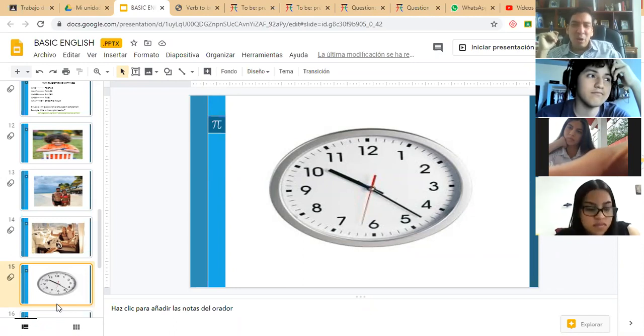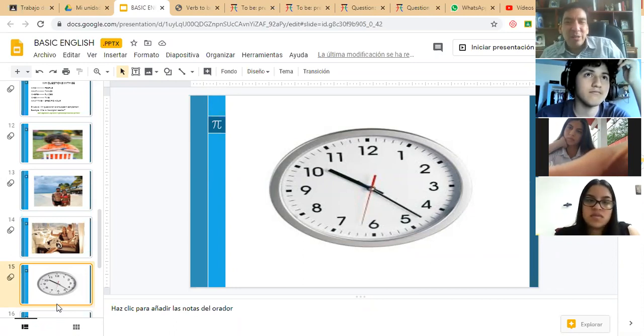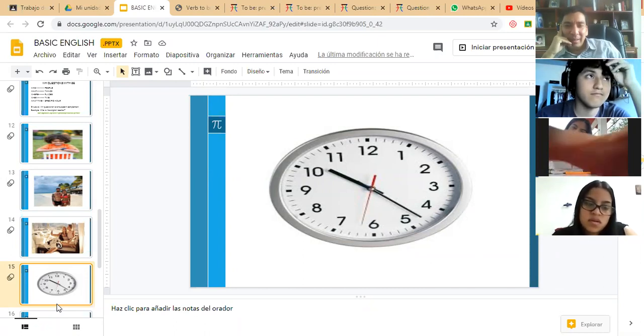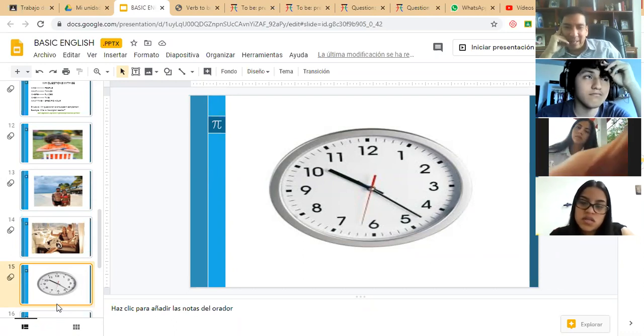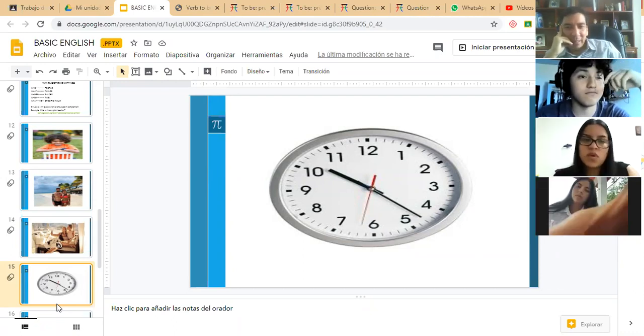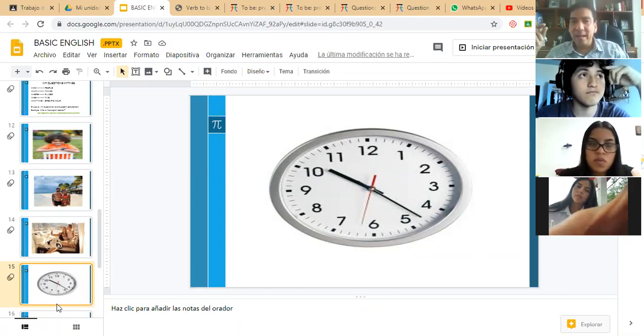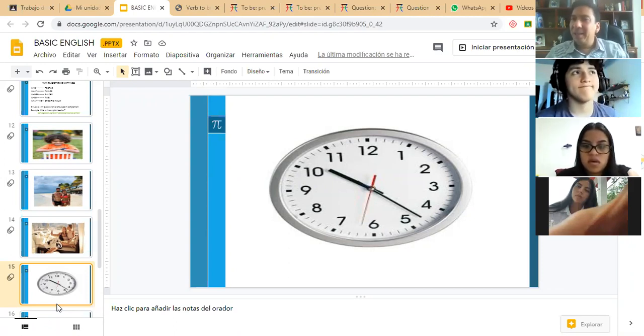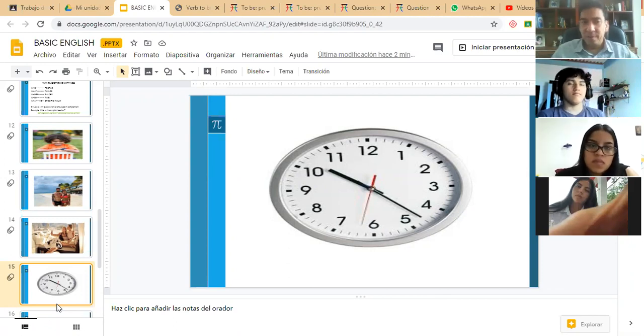Y si quisiera saber sobre el precio del reloj de pared? Y si quisiera saber sobre la forma? Si quiero saber sobre la forma es shape. Shape. S-H-A-P-E. What shape is the clock? Ah, ¿de qué forma es el reloj? It is round. Es redondo, es circular. Shape. All right? Be careful.